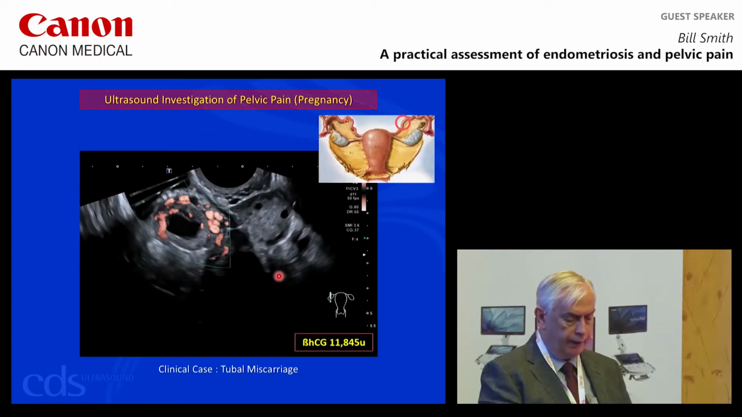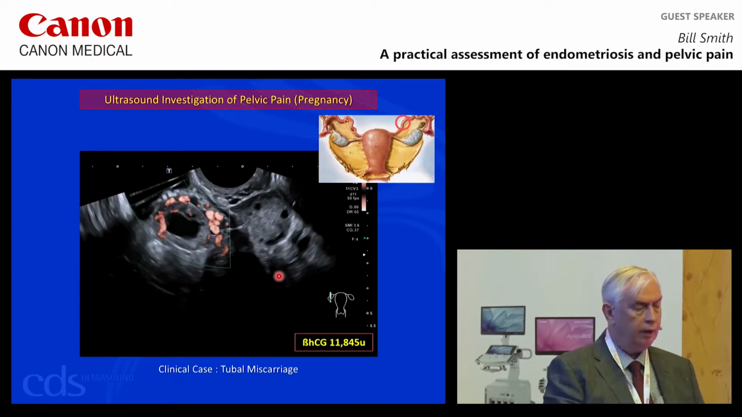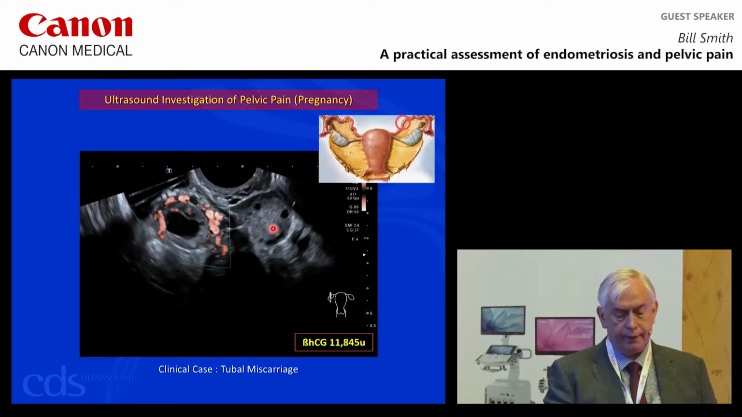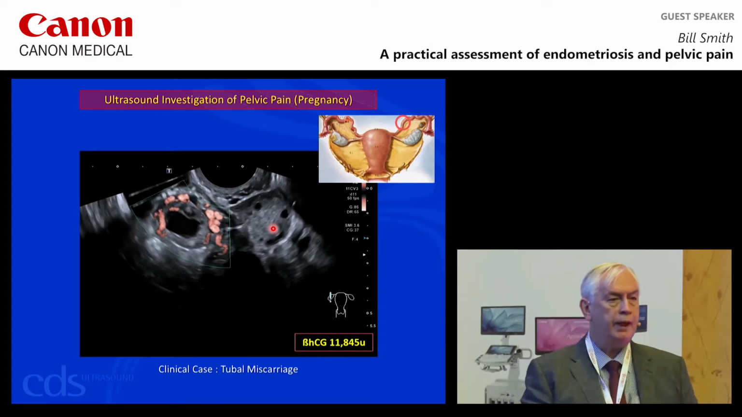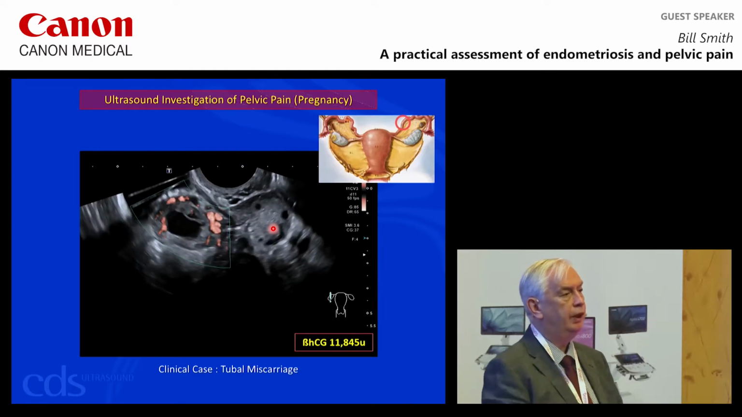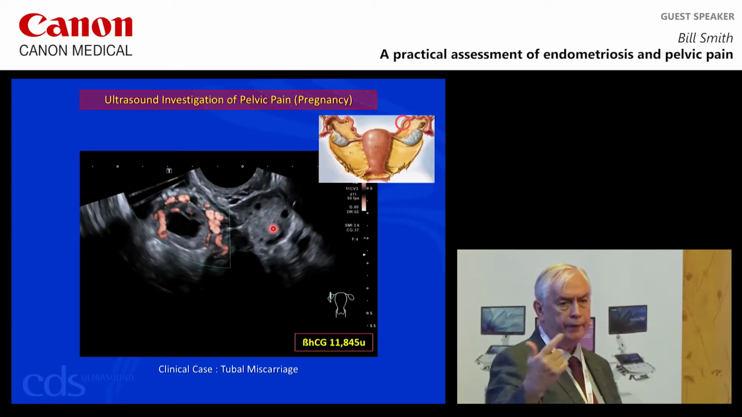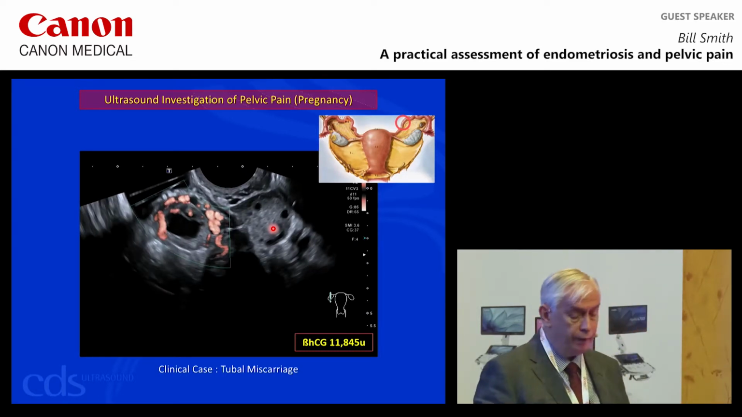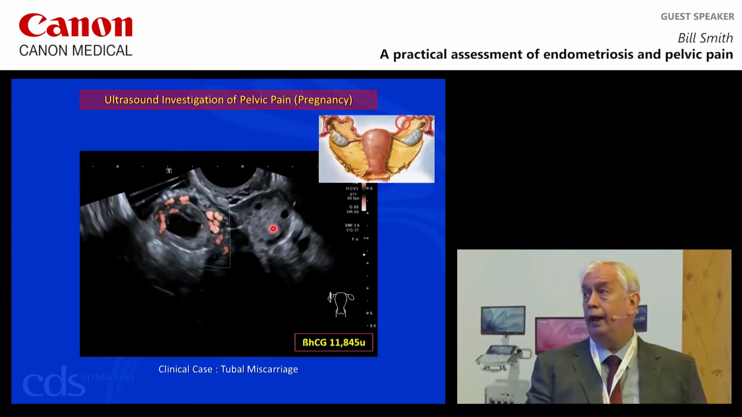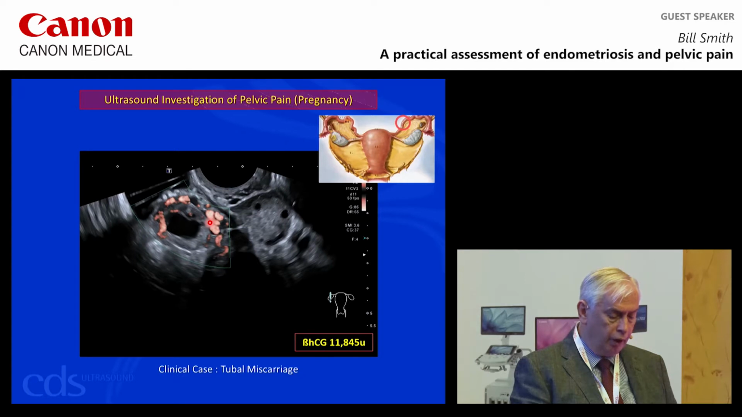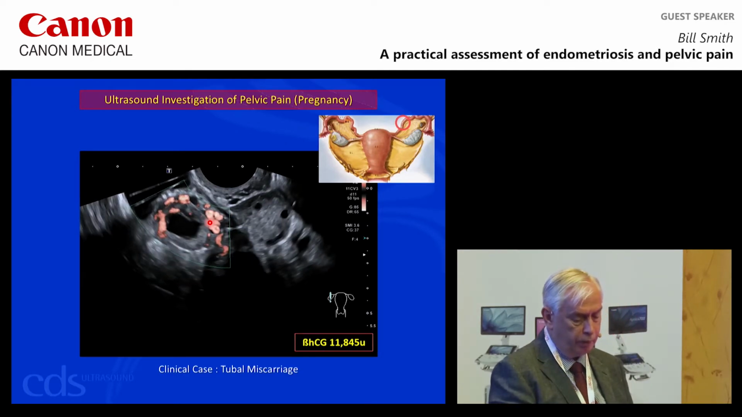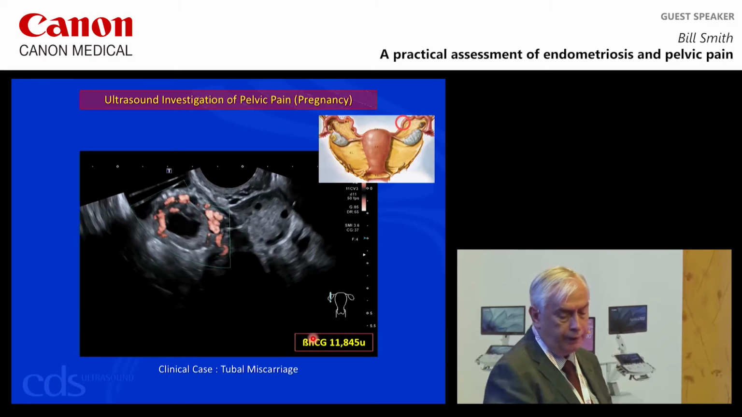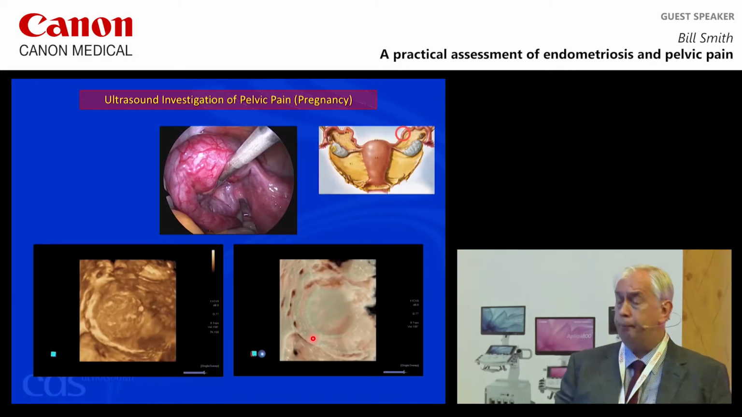So again, here's what looks like a corpus luteum, except that's the ovary there. And it's surprising how often we see patients who have a tubal miscarriage, and the miscarriage occurred months beforehand. They present with irregular bleeding, sometimes with pelvic pain. And again, just to show how the blood flow around that tubal lesion reflects beta HCG levels. And that's the lesion here.